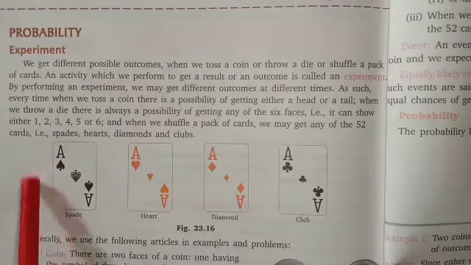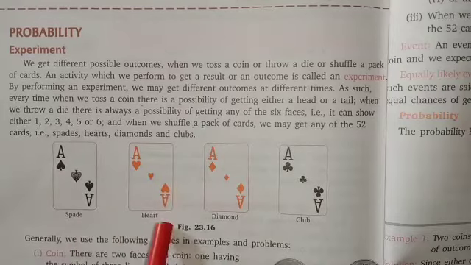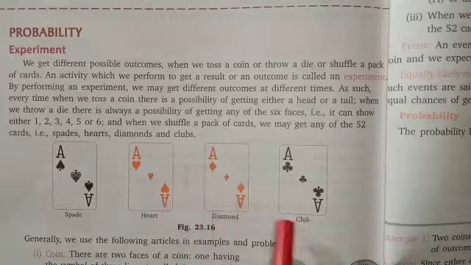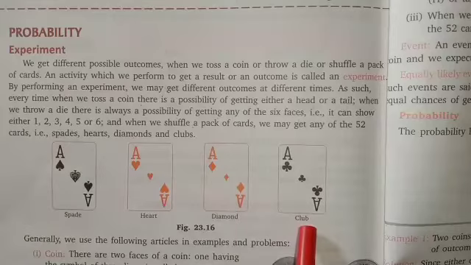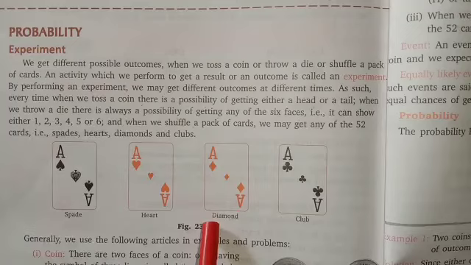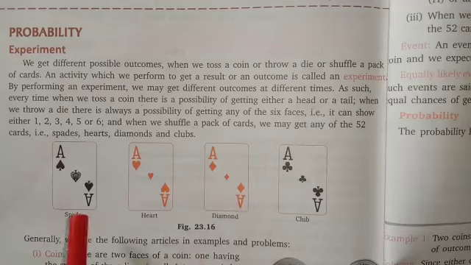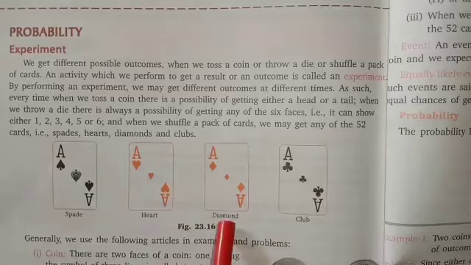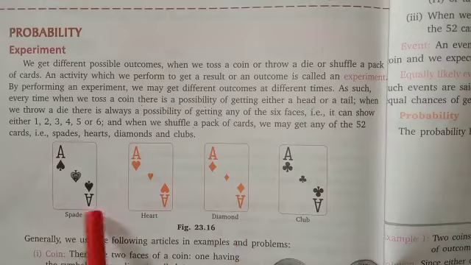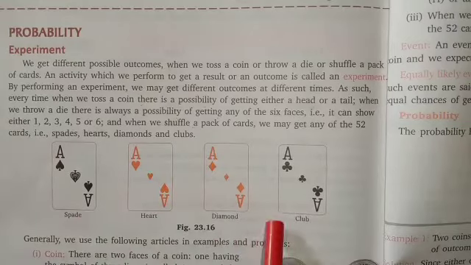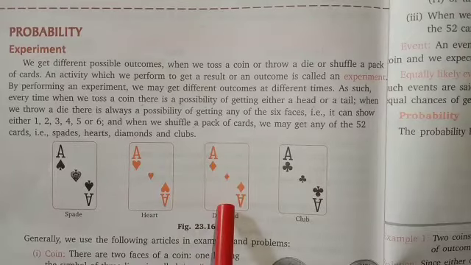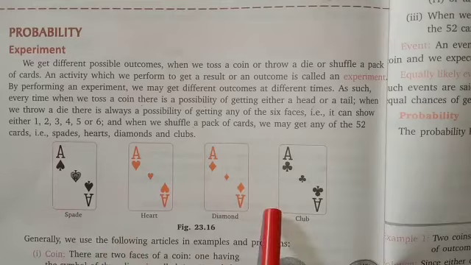Either spade, this is the symbol for spade, or heart, which is a red card, diamond, also a red card, looking like this, and club. That means spade and club are black cards, heart and diamond are red cards. The total number of cards is 52. Out of 52 cards, 13 spade, 13 heart, 13 diamond, 13 club. The total number of black cards will be the number of spade plus the number of club, that is 13 plus 13, 26. The total number of red cards will be the number of heart plus the number of diamond, 13 plus 13, 26. In this way, the division of cards takes place.